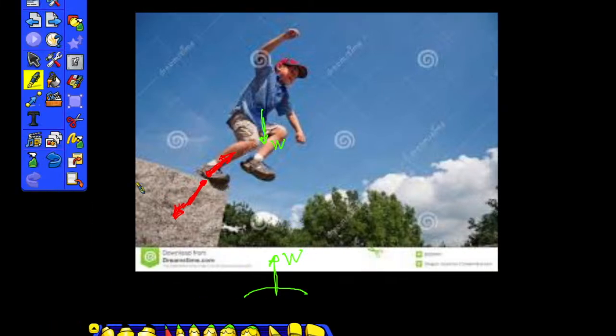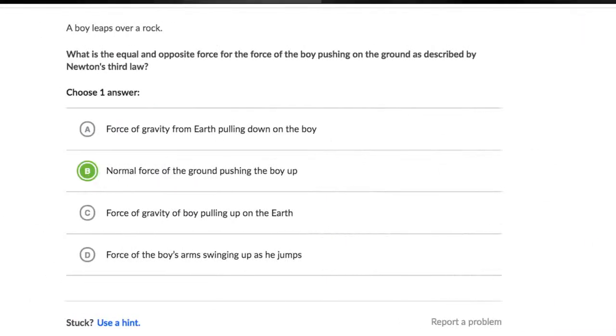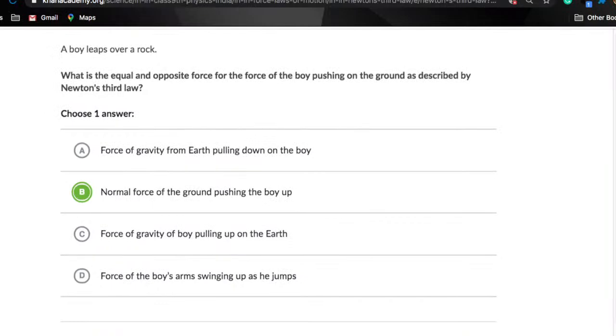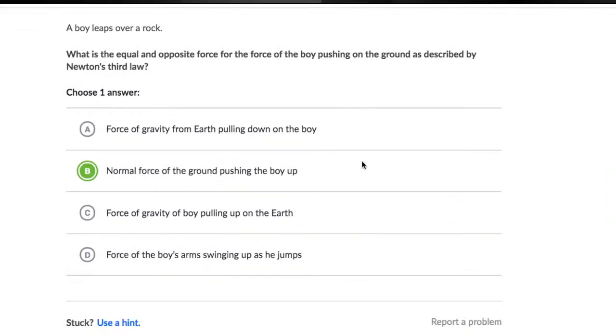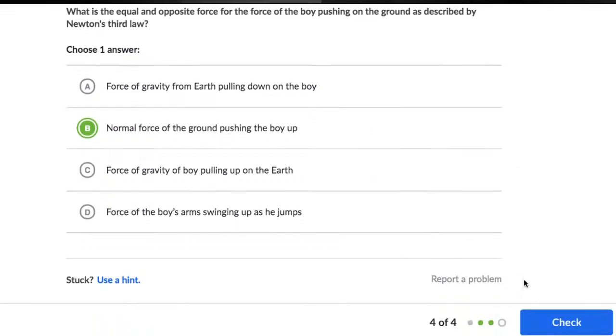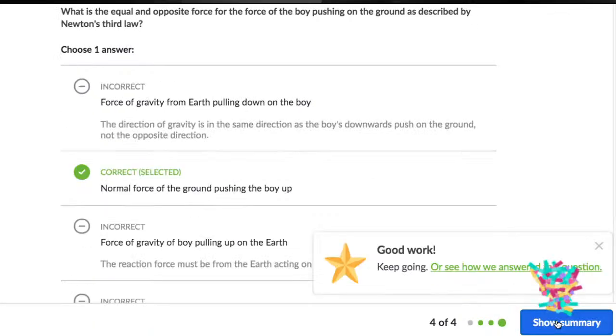So what will be the answer of this question? Statement number B. I hope you understand this. This was a difficult quiz and I have taken all the time to explain this. Okay, this was a difficult quiz. So I hope you understand Newton's third law. Okay, so we have completed 4 questions on Newton's third law.